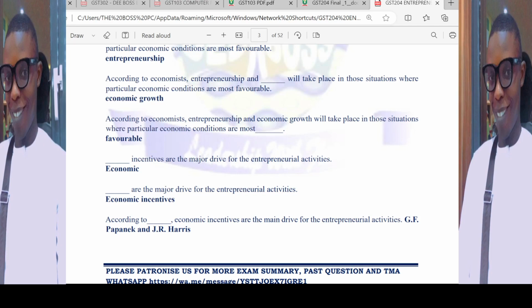So there are various economic conditions that we're talking about here. Talk about tax, talk about population. These are economic conditions. Talk about immigration, how people go in and come out of a particular society. Talk about social amenities, government policies. All these things are very, very important.